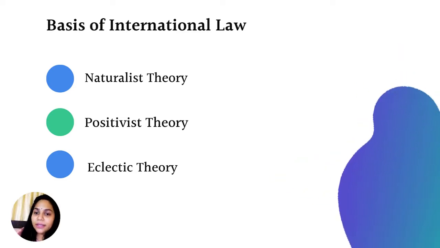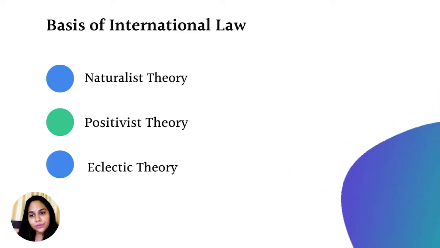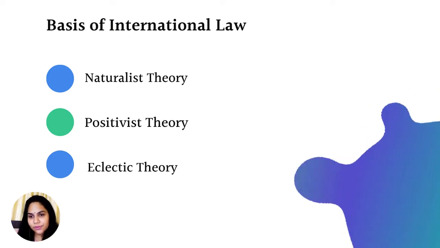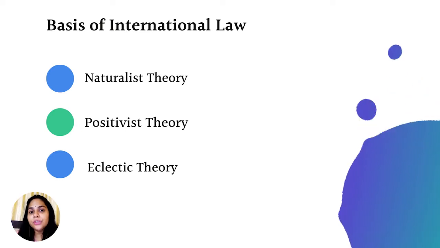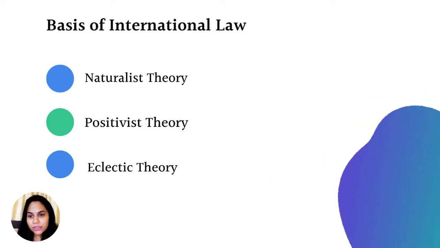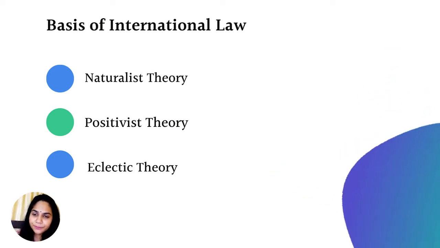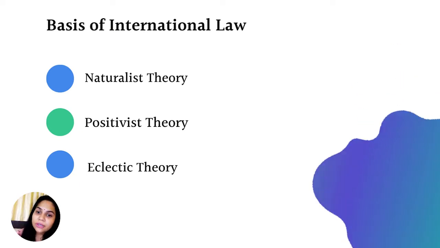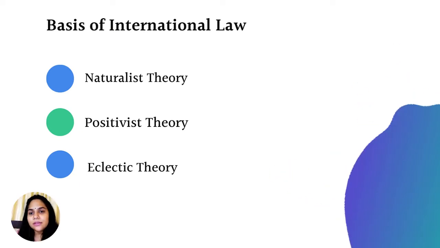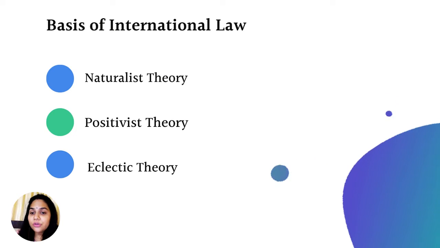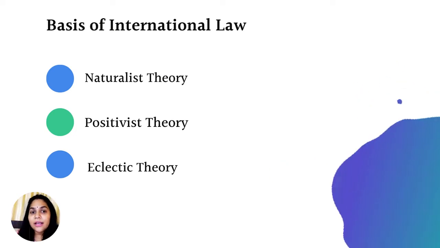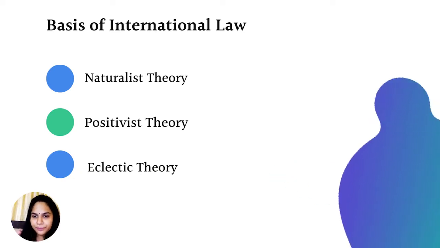The present-day international law owes its origin to the jurist Grotius. And emanating from his conception, there are two theories as to the true basis of international law. First is naturalist theory. Second is positivist theory. Now, what is naturalist theory? Natural law, right? Natural school of jurisprudence. So they basically share the same theme.